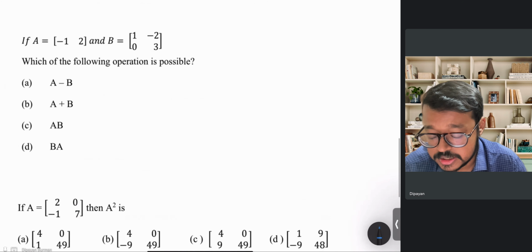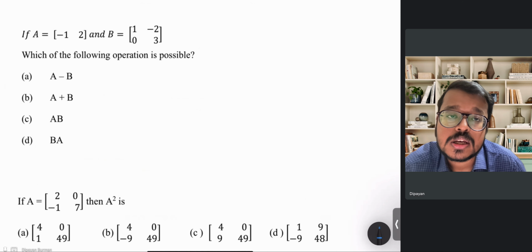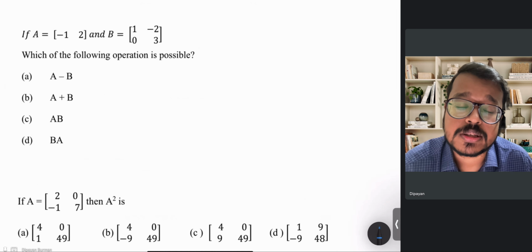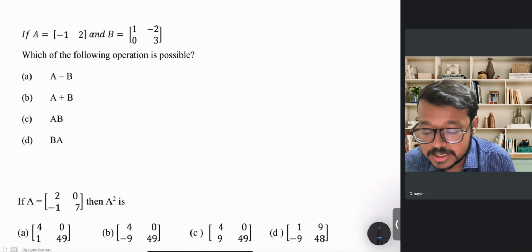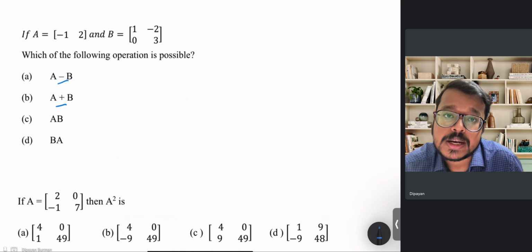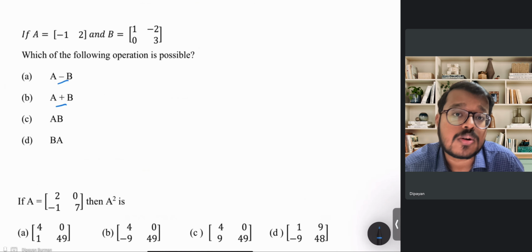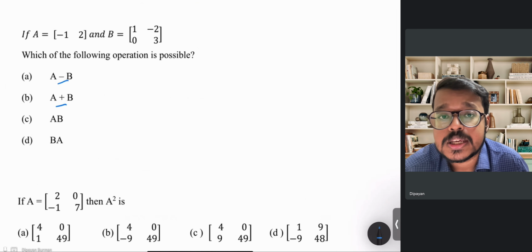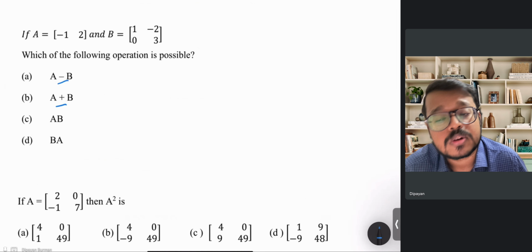Then moving ahead, the next question: if these are matrices A and B, which of the following operations is possible? We just discussed the compatibility of matrix multiplication, when it is possible and when it is not. But for addition and subtraction, the compatibility rule is that we can add or subtract matrices only if both the matrices have the same exact order. Both the matrices must have the same number of rows and columns, otherwise addition and subtraction operations are not possible.